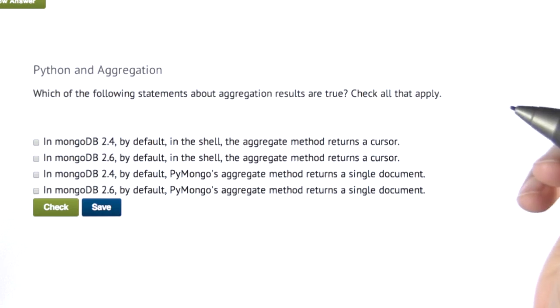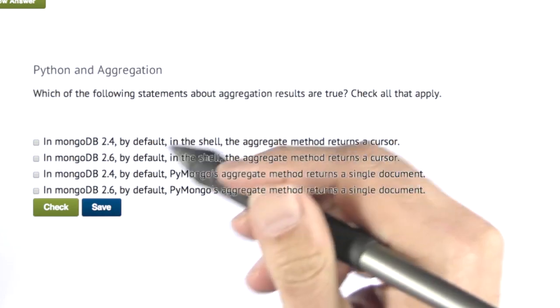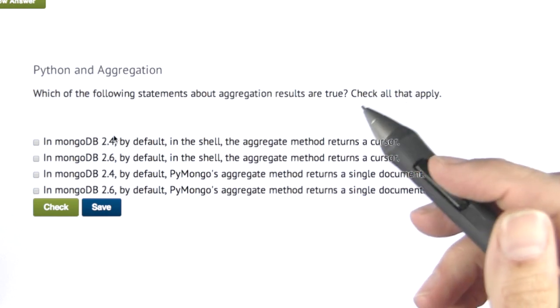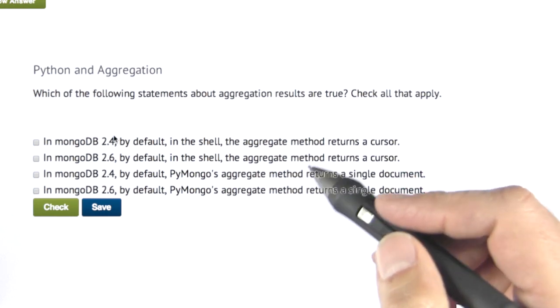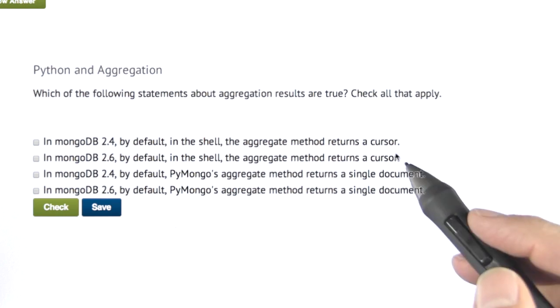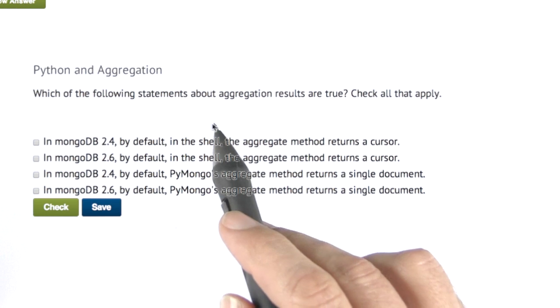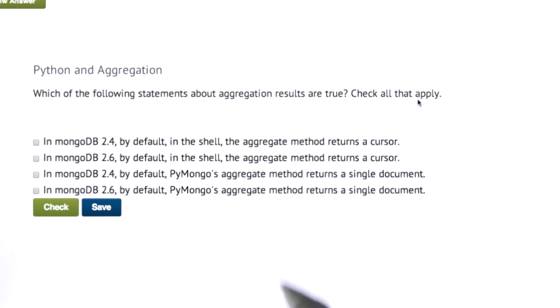Okay, it's time for a quiz. Let's see how carefully you were listening. Let's talk about MongoDB 2.4 and 2.6 and the behavior of aggregation, in particular the aggregate method, and whether it returns a cursor or a document in the shell or PyMongo. Which of the following statements about aggregation results are true? Check all that apply. And I won't read them to you, but you should read them and figure out which ones are true.